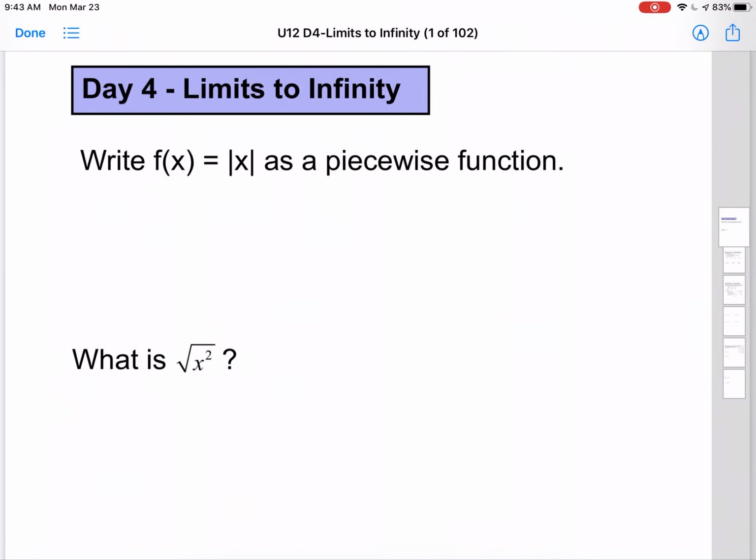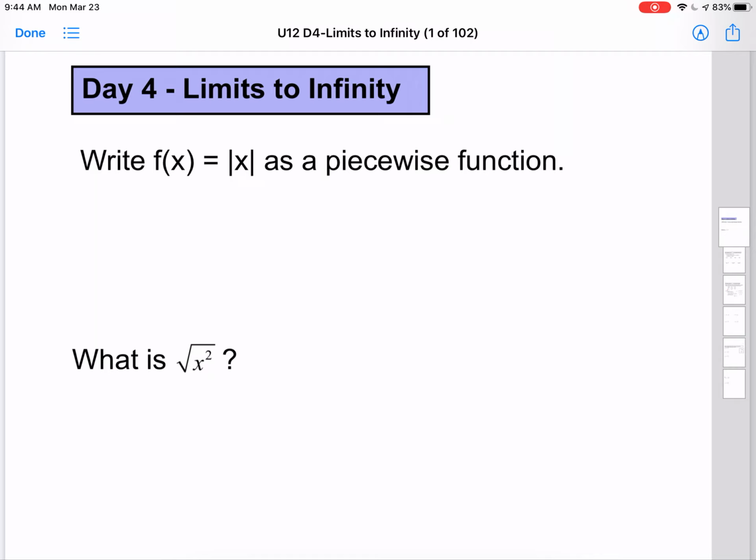Okay, guys, day 4, we're going to do limits to infinity. So far we have done limits to a number where we wound up getting 0 over 0, and we had a hole in the graph, and you tried to somehow simplify, factor, rationalize, and then replace in the number.